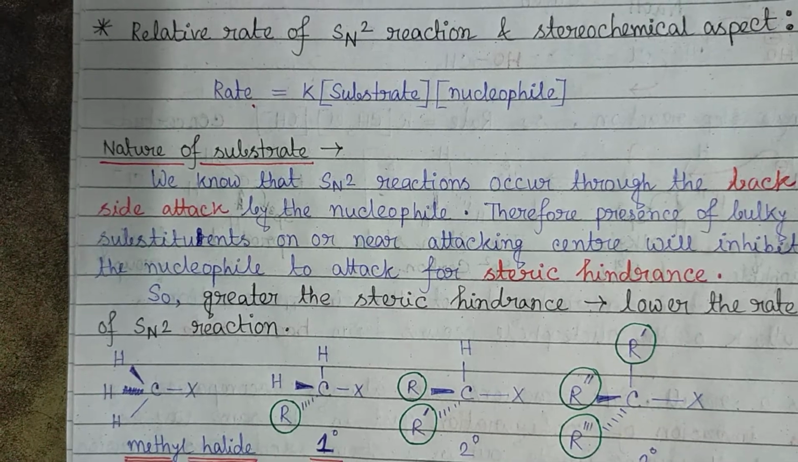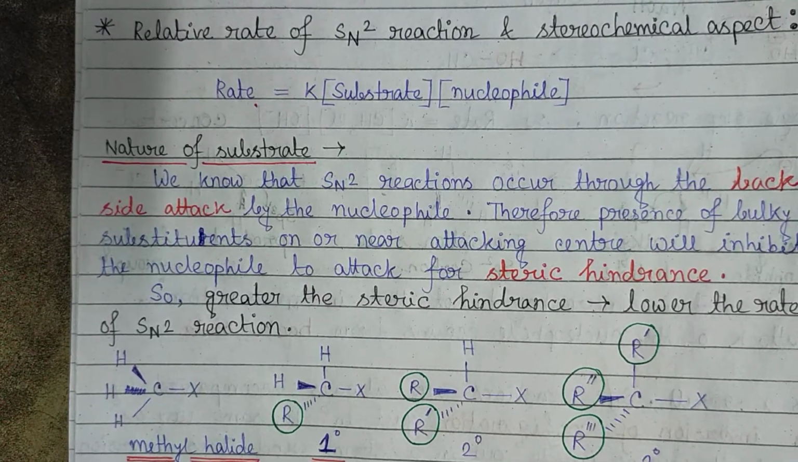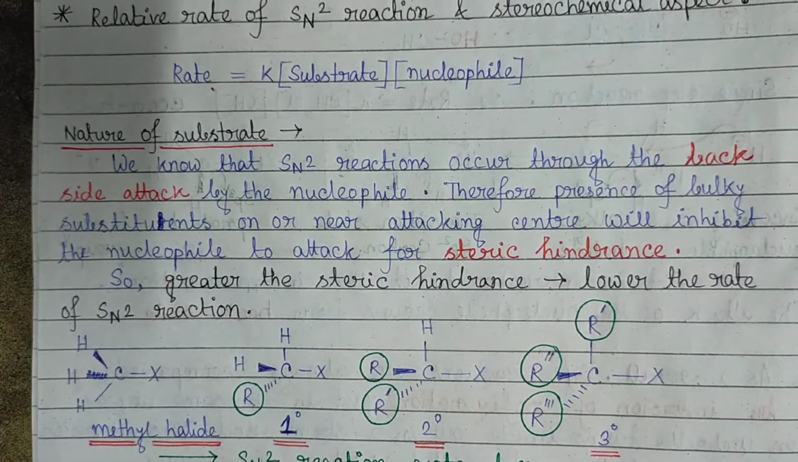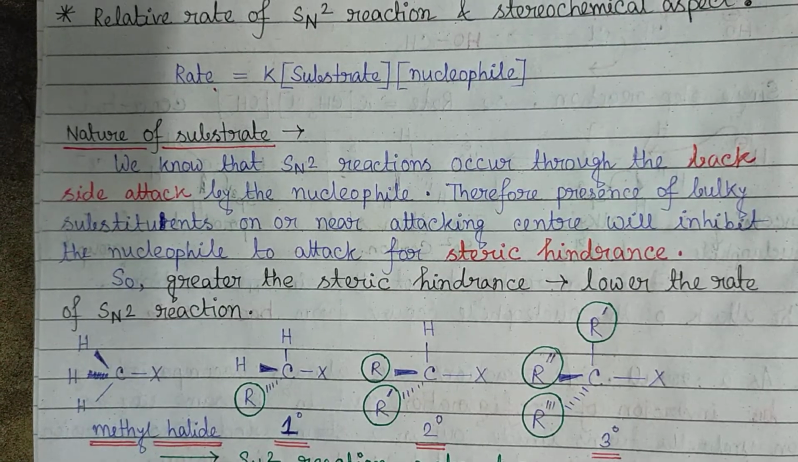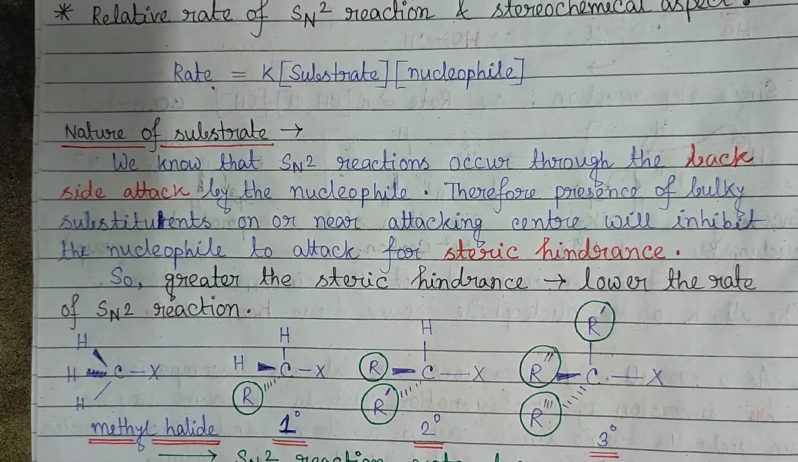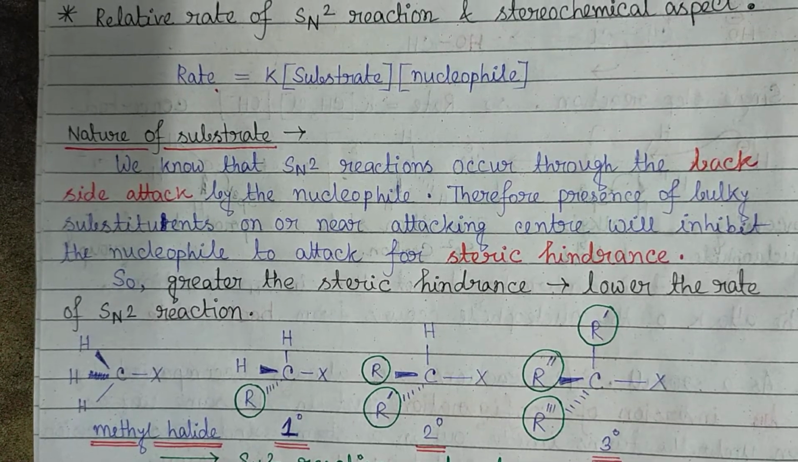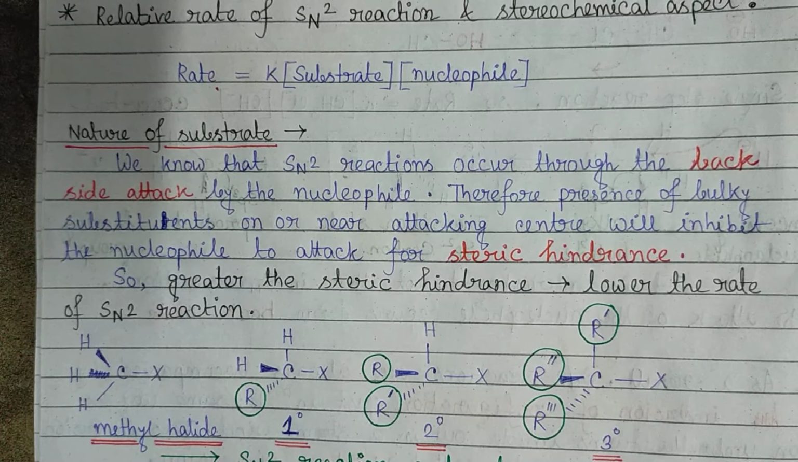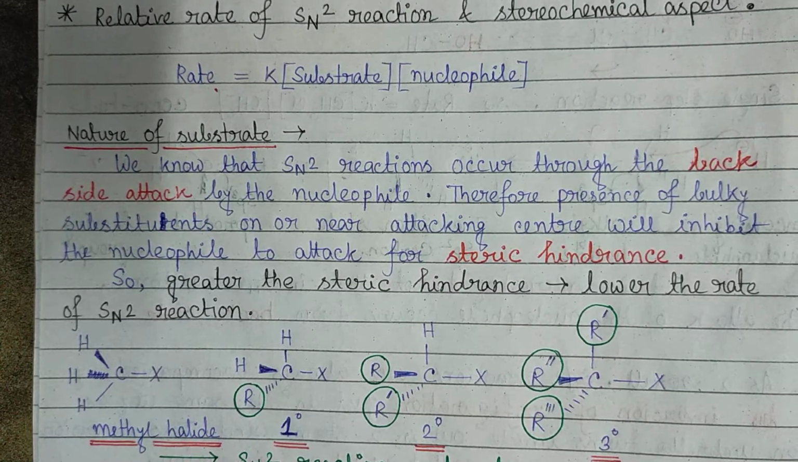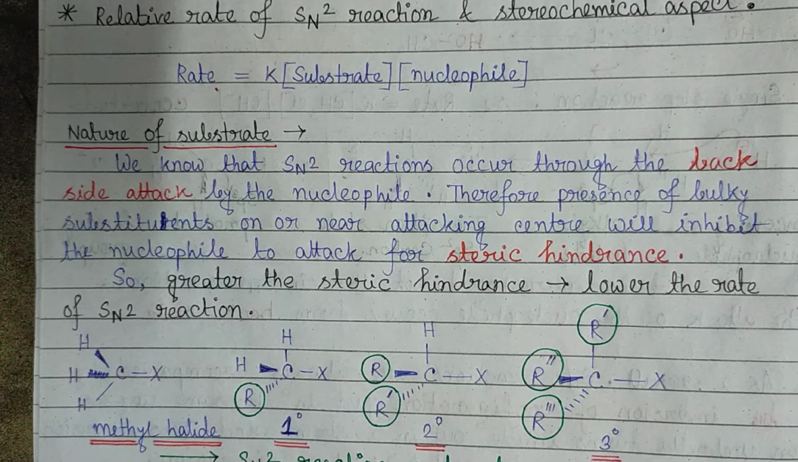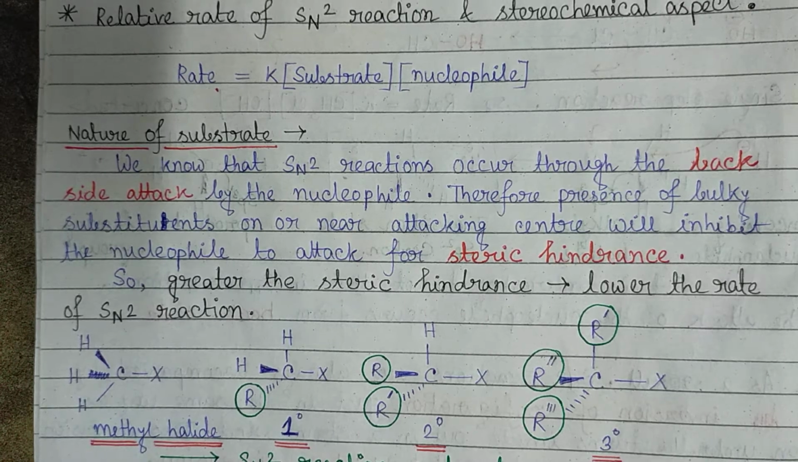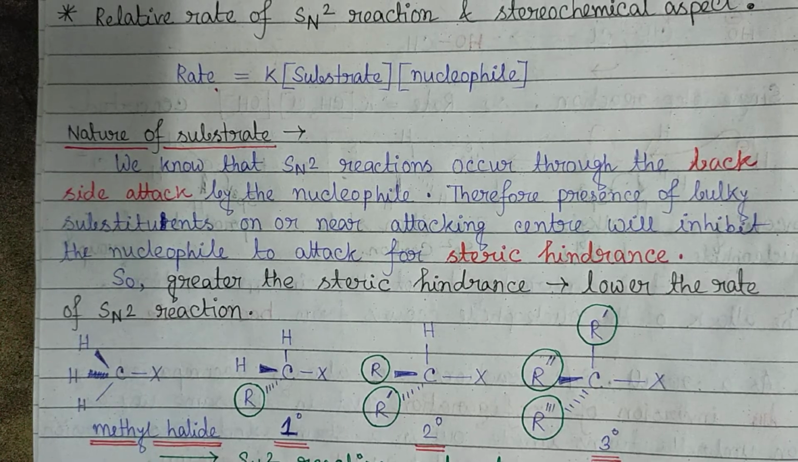This video is regarding the chapter Haloalkanes and Haloarenes, class 12. We have discussed in the last video the SN2 reaction mechanism and the stereochemical aspect. Now in this video we are going to explain the factors on which the relative rate of SN2 reaction will depend.